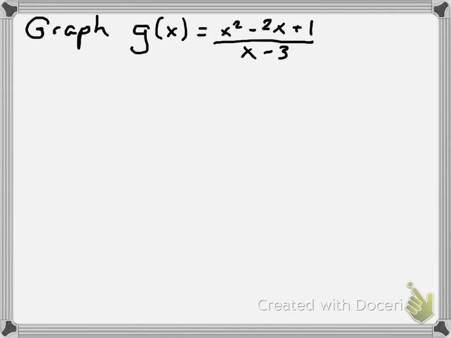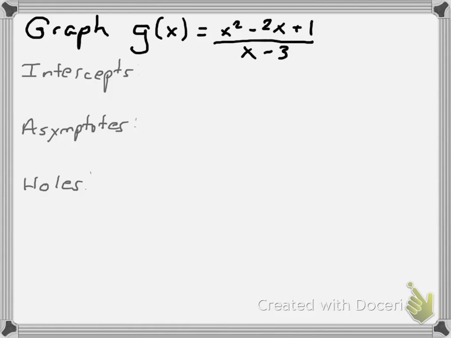Notice this is a different scenario. We've got the power of the numerator is greater than that of the denominator, so we'll have some different quirks. Well, we need the usual stuff. We need to find all intercepts it has, all asymptotes of any kind, as well as any holes it may have. Best place to start, factor that bad boy.